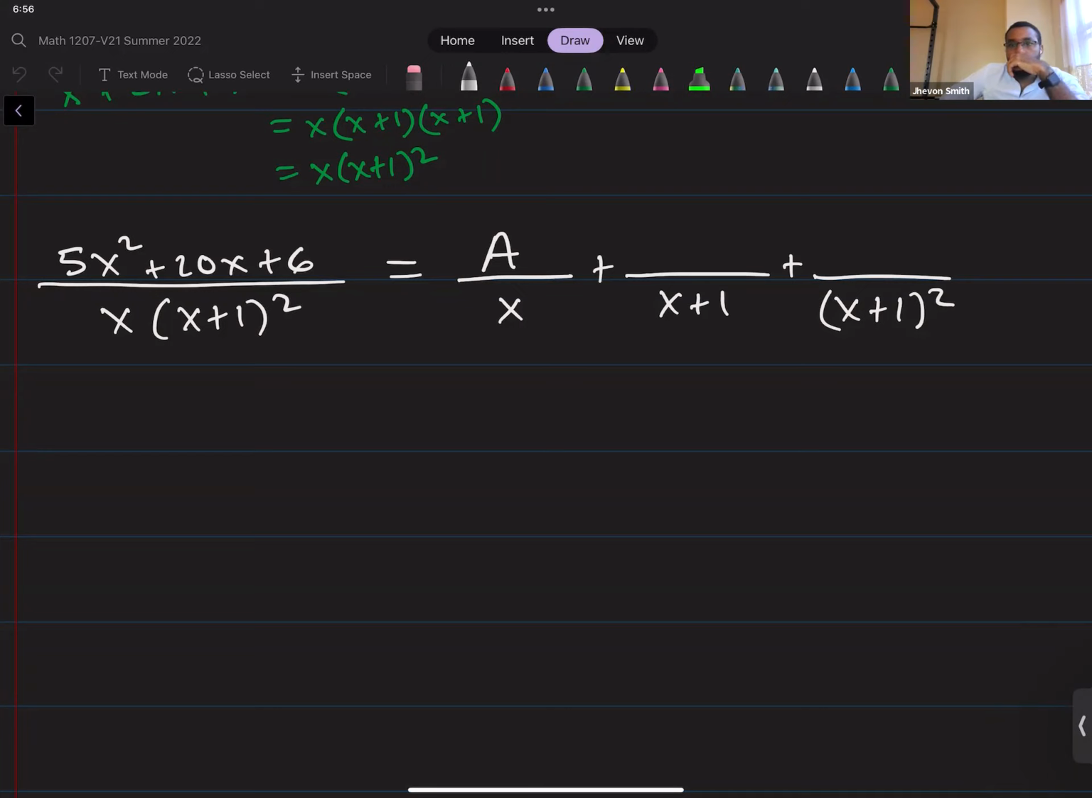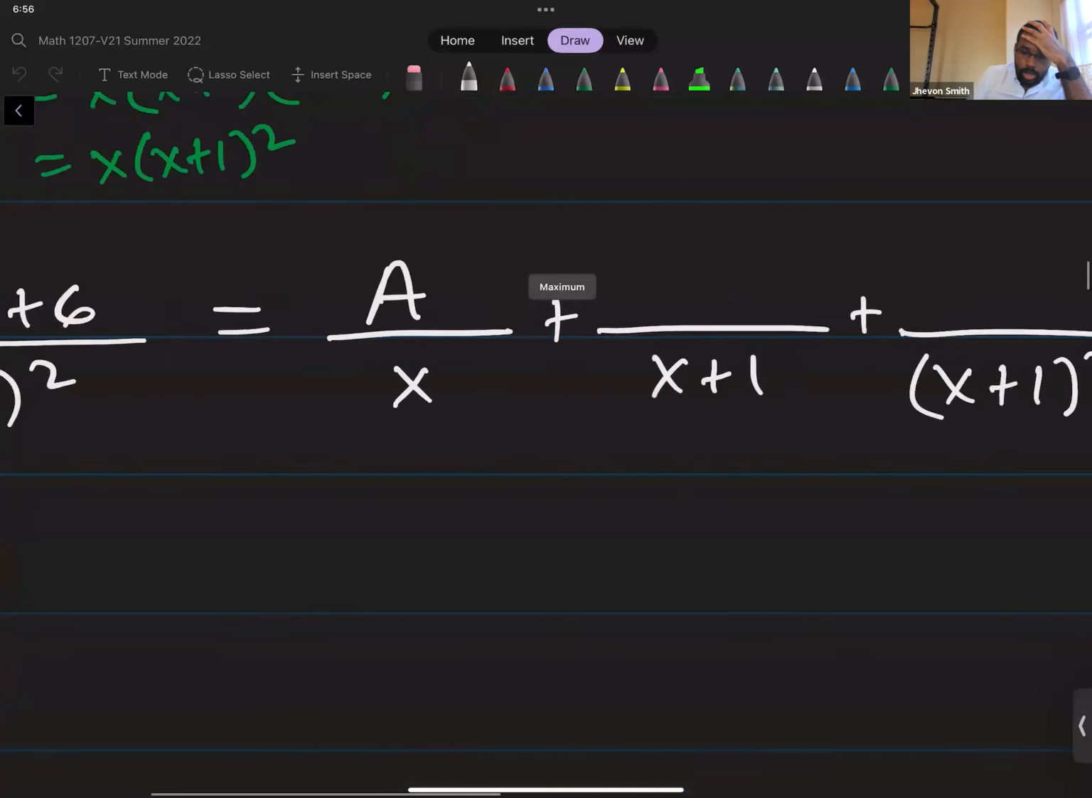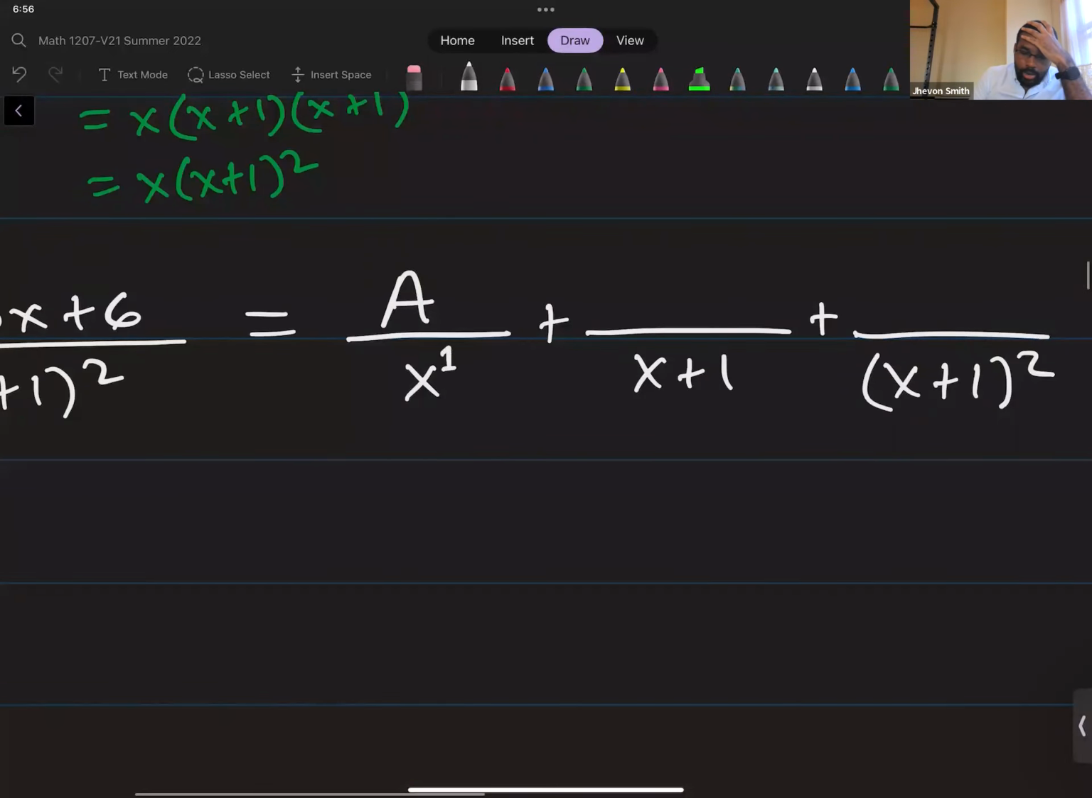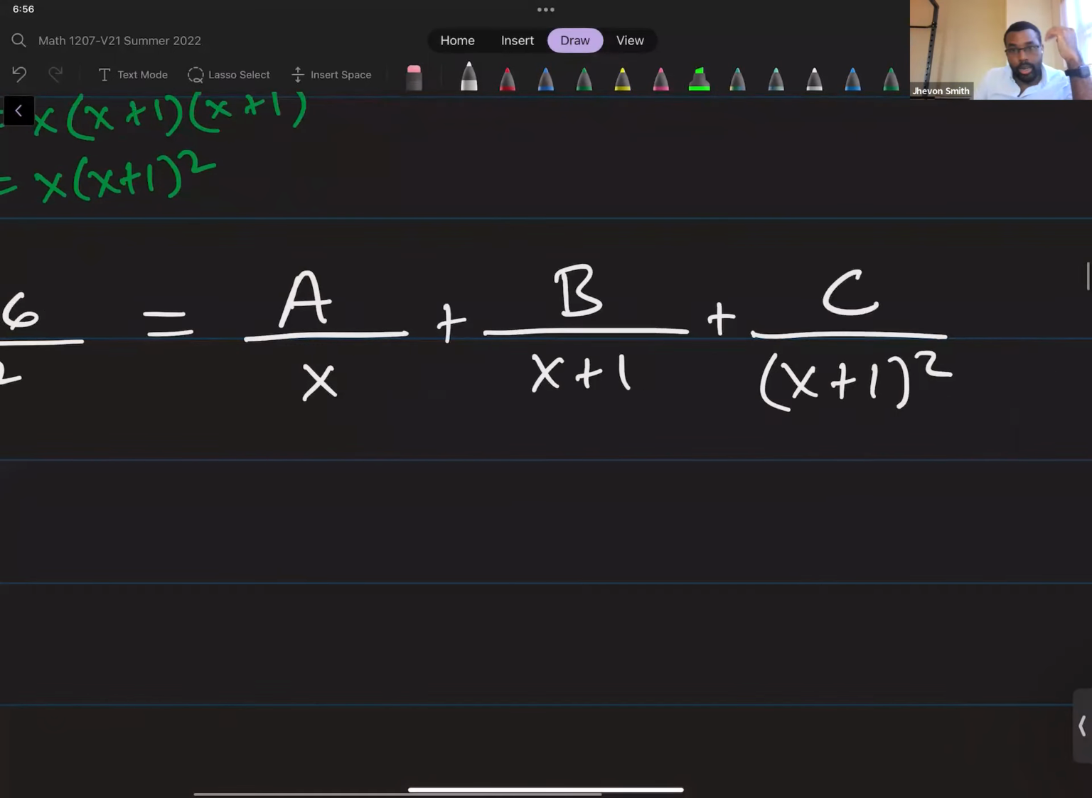The degree of the numerator must be exactly one less than the degree of the denominator. Right. So the factor here has power 1. It's a first degree polynomial, which means that the numerator has to be a 0 degree polynomial. A 0 degree polynomial is a constant. Same thing here. And actually, same thing here.